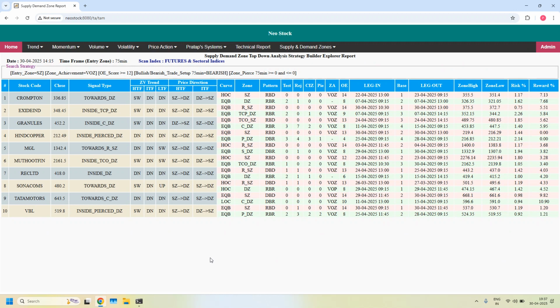All 10 stocks are supporting the bearish trade setup for weekly income trade. Entry time frame zones are 75 minutes supply zones.